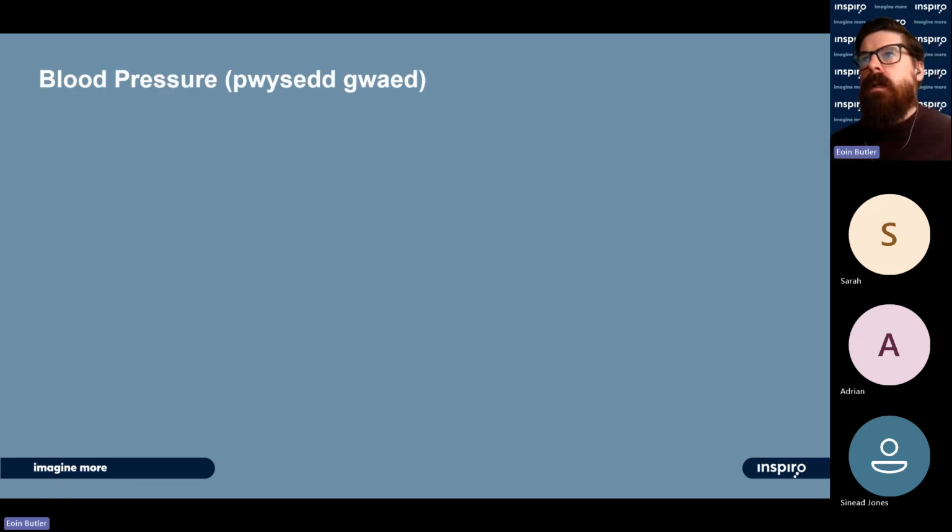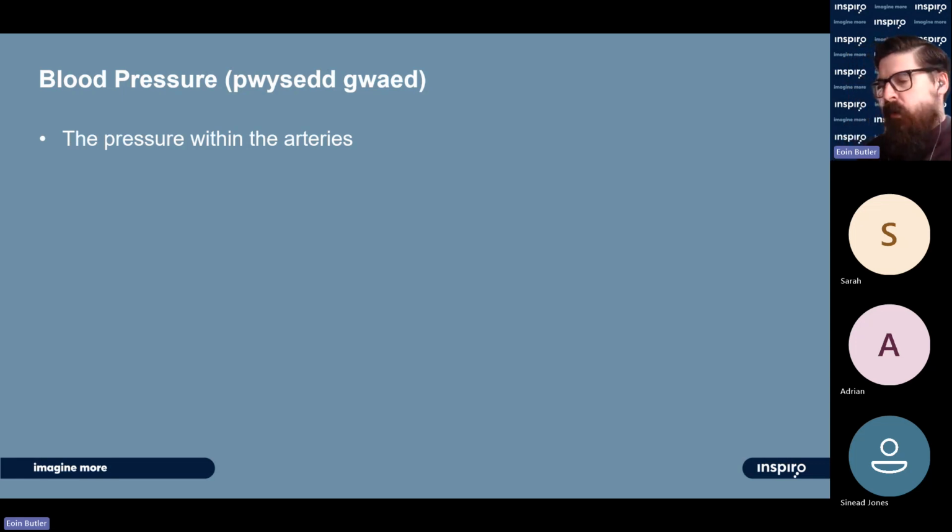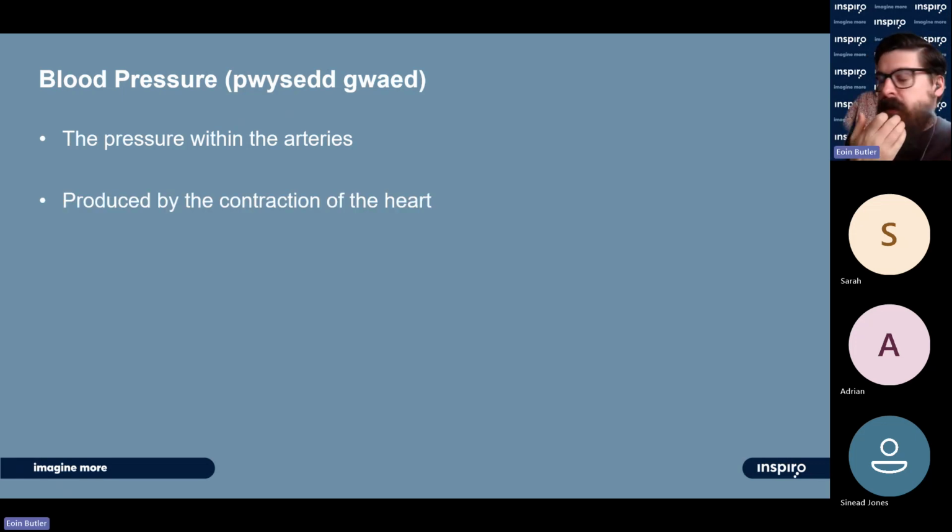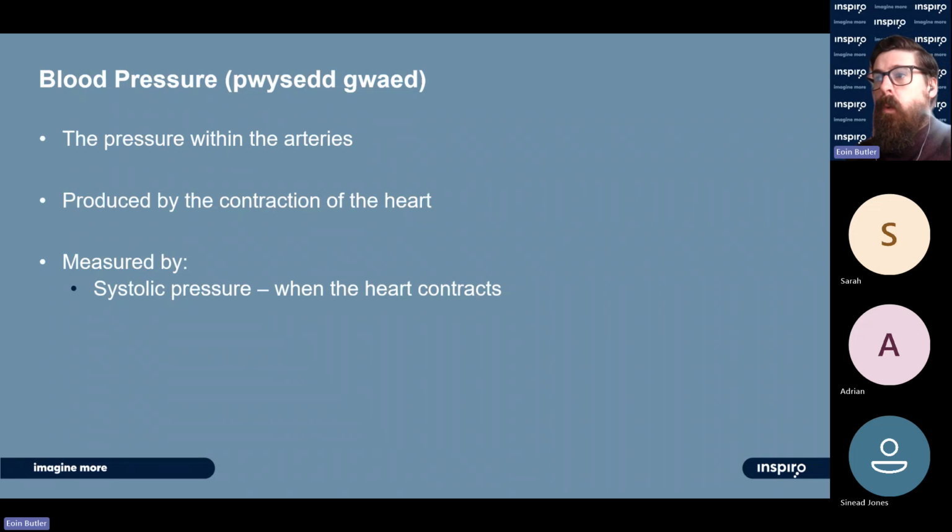Blood pressure then. So blood pressure is the pressure within the arteries. So it's the pressure that is put on the artery walls as blood is pumped around the body, as the contraction of the heart releases blood out of the heart, and that pressure on the artery walls. It's measured by systolic pressure when the heart contracts and diastolic pressure when the heart relaxes.